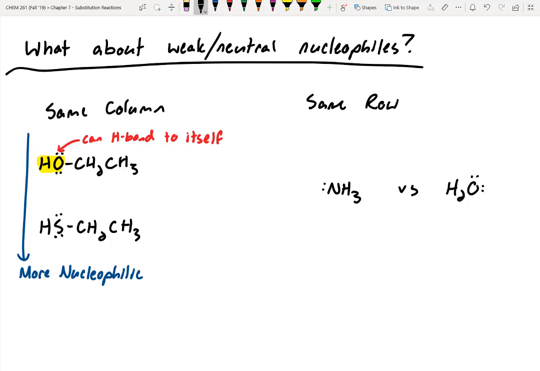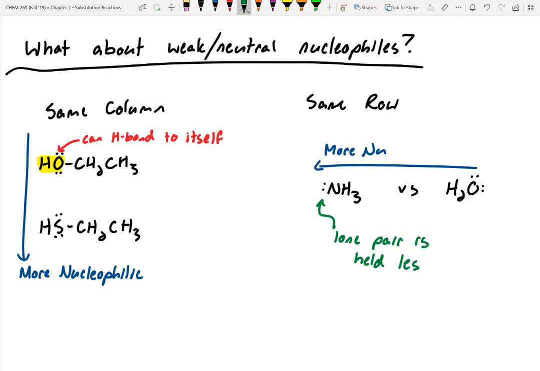Wants to donate it. Okay, so again, we can say that this one gets more nucleophilic this way, because this lone pair is held less tightly due to electronegativity. Does that make sense? I know this is heavy-duty conceptual stuff.